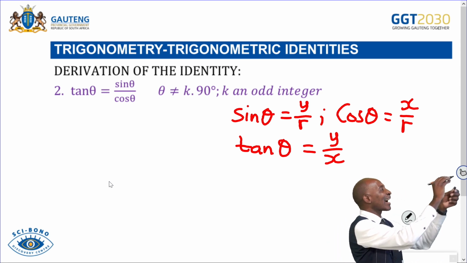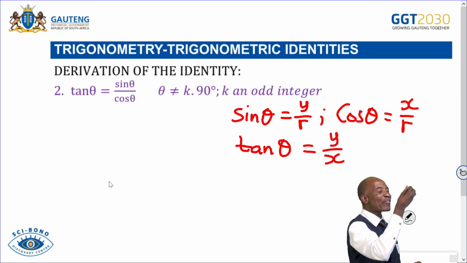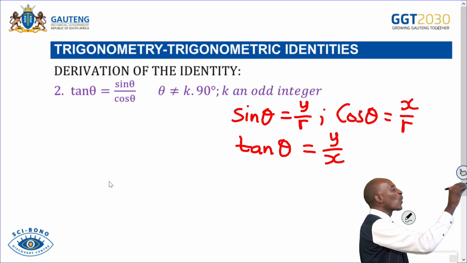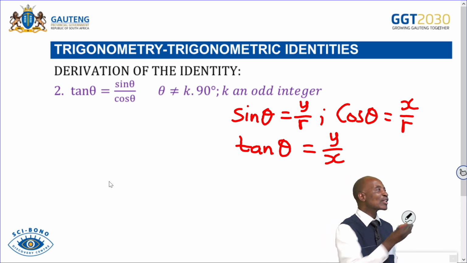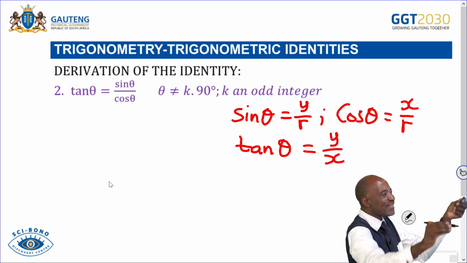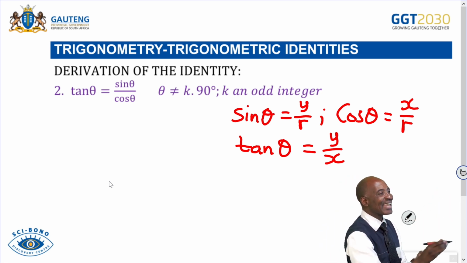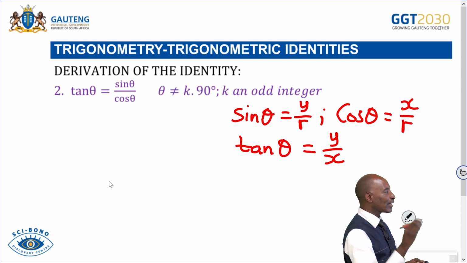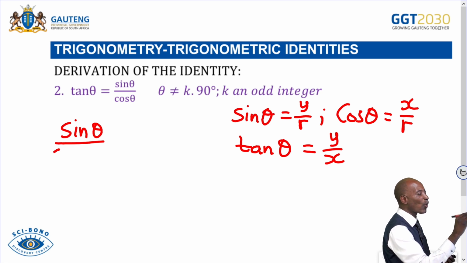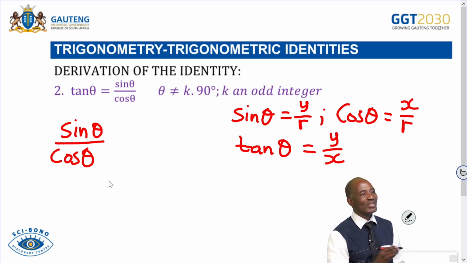Now, there is this other identity that we would want to derive. When you are deriving an identity or a formula, you are finding where it came from. How did they know that tan theta can split down to sine theta divided by cos theta? We will only get the answer upon referring to our trig ratios. So I'm going to divide sine by cosine. If I say, what is sine theta divided by cosine of theta? Just for argument's sake, sine theta divided by cosine of theta.